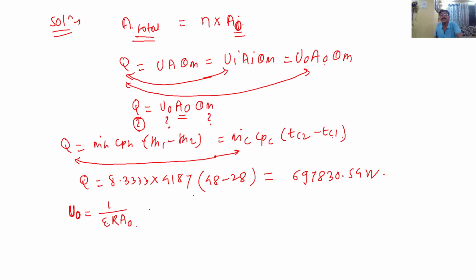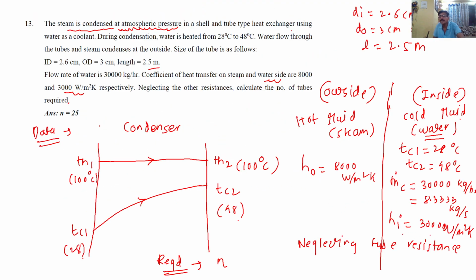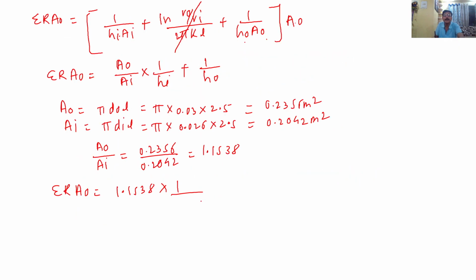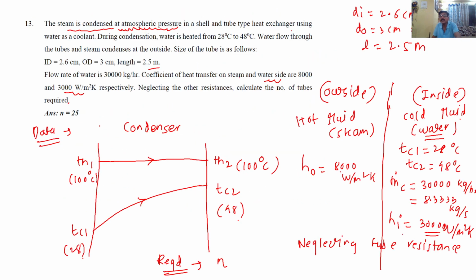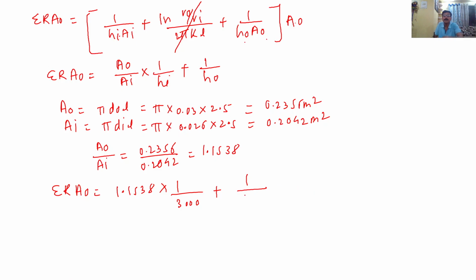what is the value of HI? HI is 3000, plus 1 by HO. What is the value of HO? It is 8000 for outside fluid. 8000, and outside is what? Steam. So for steam it is 8000. So if I calculate it, summation R A0 comes at 5.096 into 10 raised to minus 4.